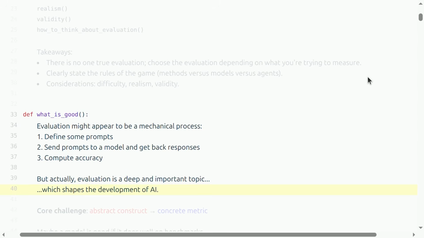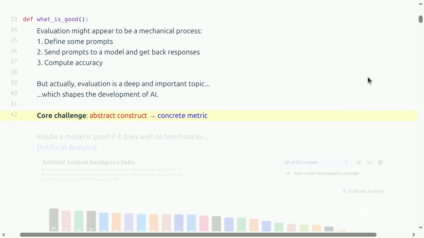So what's hard about evaluation is the following. Often you start with an abstract construct of what do I want my model to do? Maybe I want my model to be good at conversation or good at reasoning. Okay, so those are abstract concepts. And then evaluation is really the process of turning that into a concrete metric powered by presumably some concrete prompts or environments. So this is going to be the core challenge, and we'll see many examples of how this process of abstract construct to concrete metric shows up.